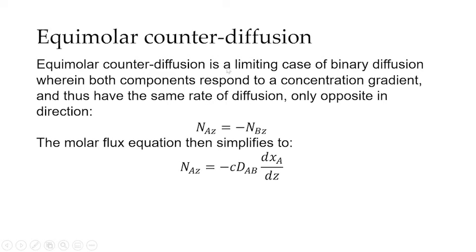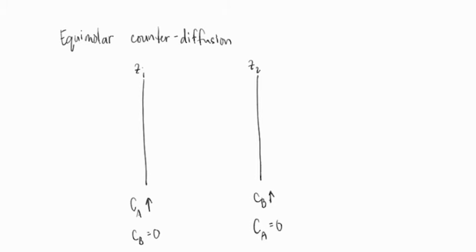Equimolar counter-diffusion is a limiting case of binary diffusion wherein both components respond to a concentration gradient and thus have the same rate of diffusion, only opposite in direction. We can imagine equimolar counter-diffusion through the use of this diagram here. So assume that we have two boundaries. One is denoted as Z sub 1 and the other is denoted as Z sub 2. Z sub 1 is on your left, Z sub 2 is on your right.